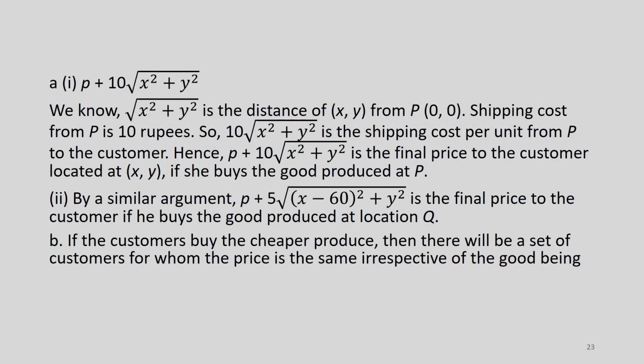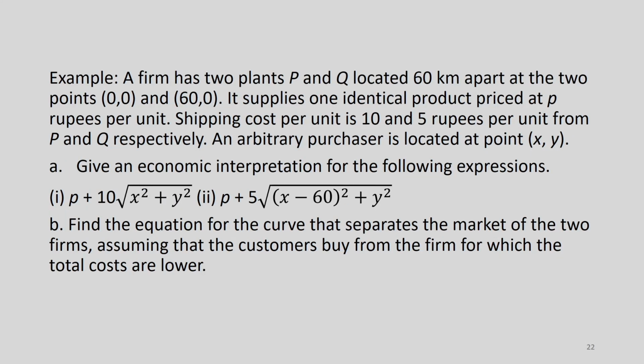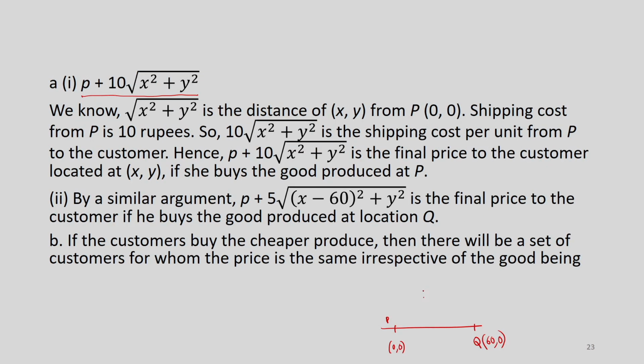So, what is the economic interpretation of this expression? Okay, let us visualize this. There are two points, one is (0, 0), P, and the other is Q, which is (60, 0). So, they are 60 kilometers apart. Now, there is this one customer, a purchaser whose coordinate is given by (x, y). Suppose (x, y) is a point here, point A, let us suppose.